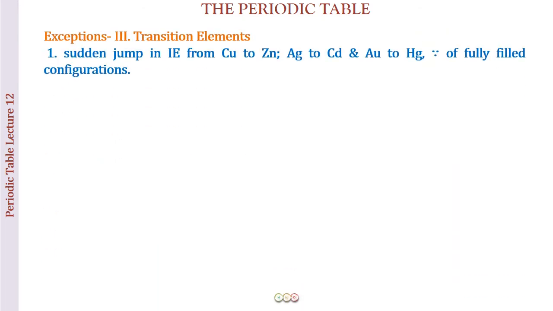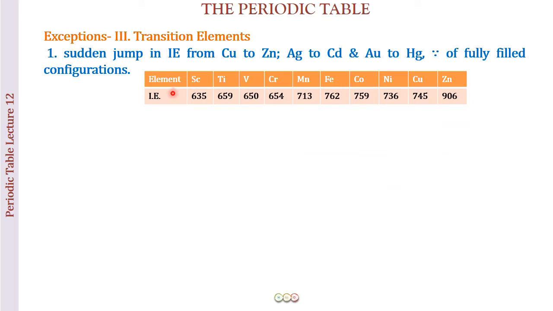The next exception that we have to understand is for the transition elements. If you see the values, the effective nuclear charge generally increases with the increase in atomic number, and the ionization enthalpies, though not much different from each other, increase from the first element to copper. What happens after copper is that there is a sudden increase in ionization enthalpy. There is an enormous difference between the values of copper and zinc, and this is again attributed to the fully filled configuration in the case of zinc. Similar will be the case for the 4d series from silver to cadmium, and the 5d series from gold to mercury.